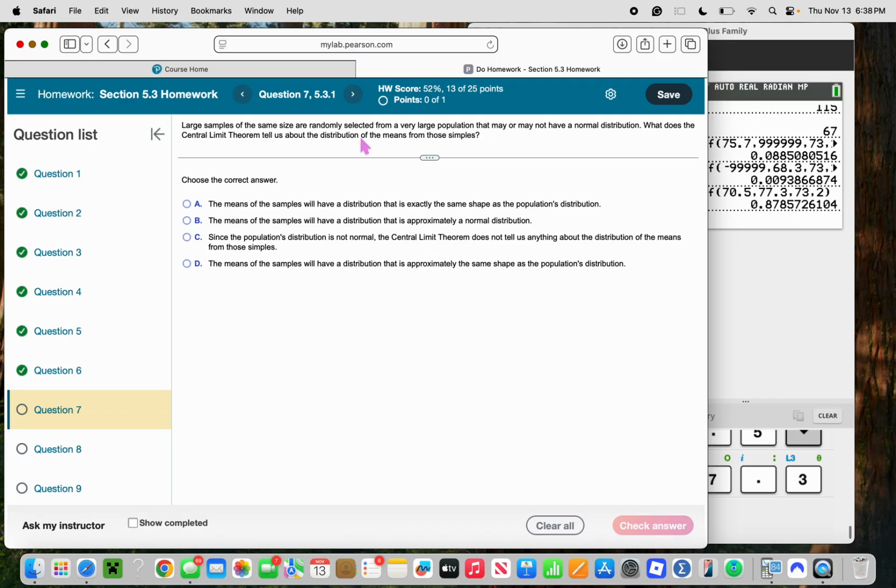No. The means of the samples will have a distribution that is approximately the same shape as the population's distribution. So, large samples of the same size are randomly selected from a very large population. What happens is, if it's a large sample, and of course as the sample gets larger, it becomes more and more normal, the means of the samples will have a distribution that's approximately normal. That's because it's a large sample. If it was a small sample, then it's going to be approximately the same shape as the population's distribution.